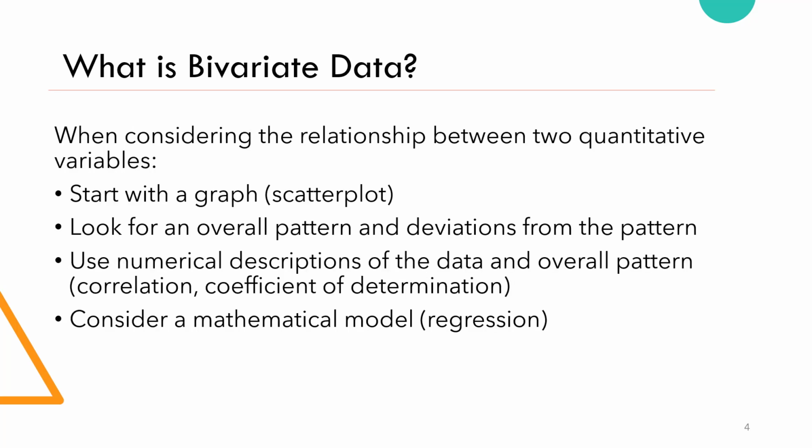When considering the relationship between two quantitative variables, we often start with a graph, specifically a scatter plot. And then we look at the overall pattern and deviations from the pattern. Then we use a numeric description of the data and overall pattern, for example, correlation and coefficient of determination. And lastly, we consider building a mathematical model like a regression model.